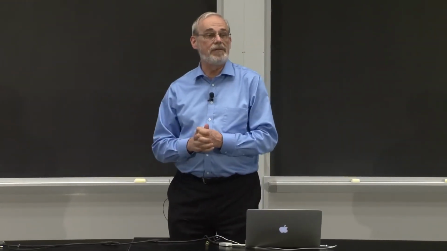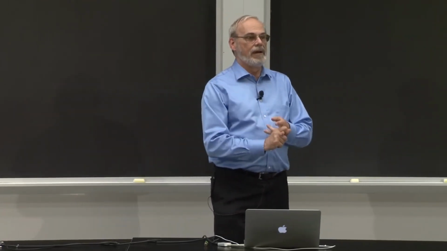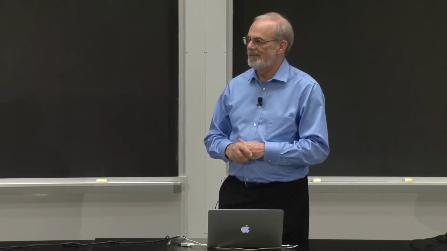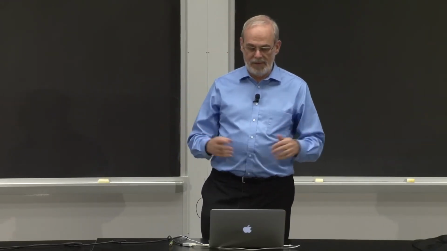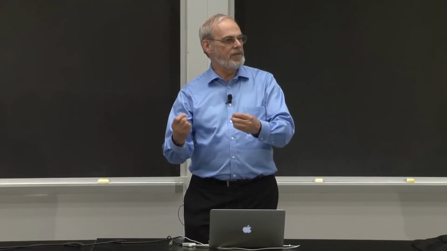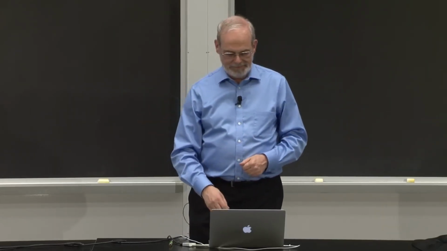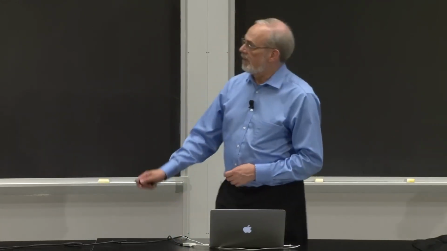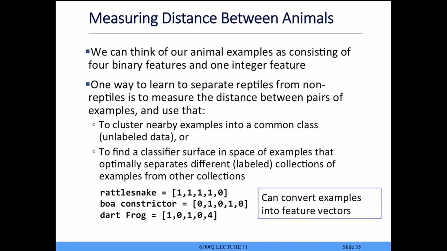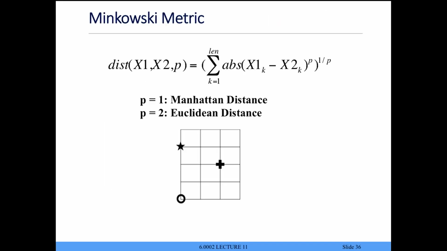So let's go back to my animals. I started off with a feature vector that actually had 5 dimensions to it. It was egg-laying, cold-blooded, has scales, I forget what the other one was, a number of legs. So one of the ways I could think about this is saying, I've got 4 binary features and 1 integer feature associated with each animal. And one way to learn to separate out reptiles from non-reptiles is to measure the distance between pairs of examples and use that distance to decide what's near each other and what's not. And as we said before, it'll either be used to cluster things or to find a classifier surface that separates them. So here's a simple way to do it. For each of these examples, I'm going to just let true be 1, false be 0. So the first 4 are either 0s or 1s, and the last one's the number of legs. And now I could say, all right, how do I measure distances between animals or anything else, but these kinds of feature vectors?